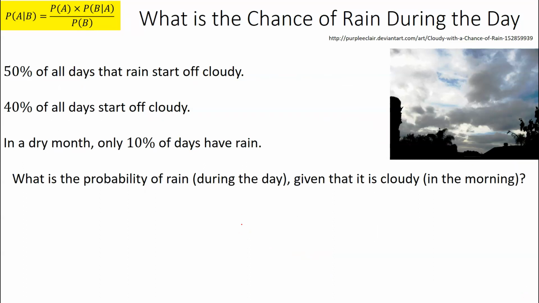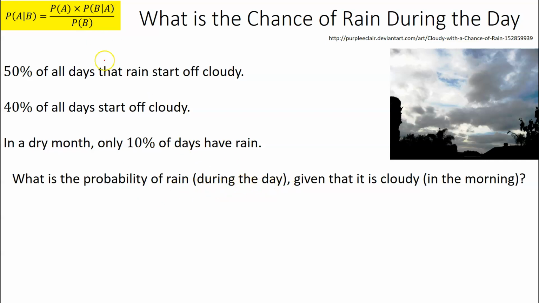Let's do another basic one dealing with the weather. And here again, it's a little bit hard to sift through these. They're really kind of boring to read. But there's just information here, okay? 50% of all days that rain start off cloudy. And again, this could be just made up information. I don't even remember where I got it from. 40% of all days start off cloudy. In a dry month, only 10% of the days have rain. What is the probability of rain?